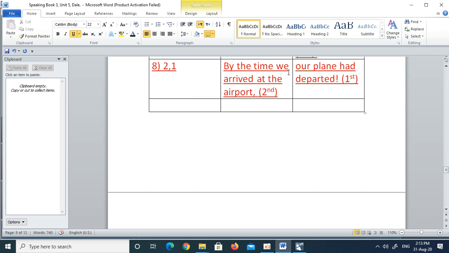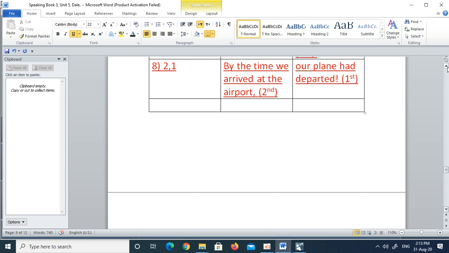Number 8, by the time we arrived at the airport, our plane had departed. Our plane left first, so we put that action into the past perfect with had, and then we arrived at the airport. That is the second action, and it is just the past simple arrived, which is the past tense of the verb to arrive.